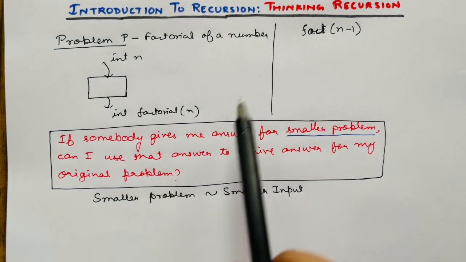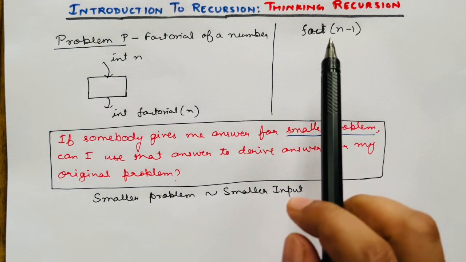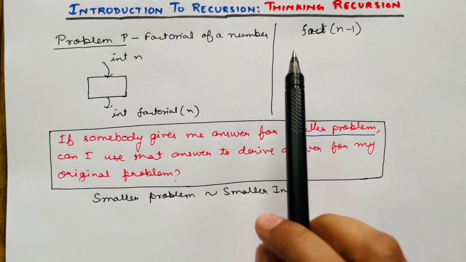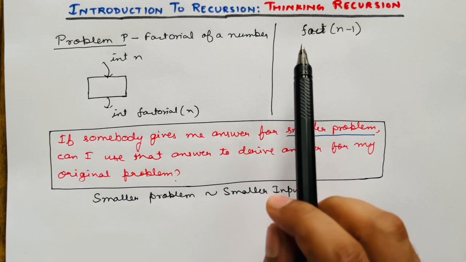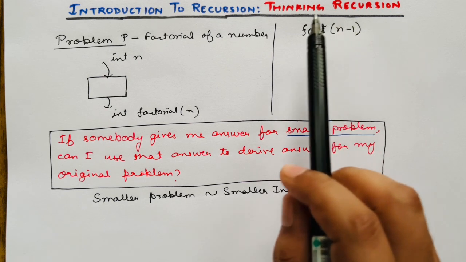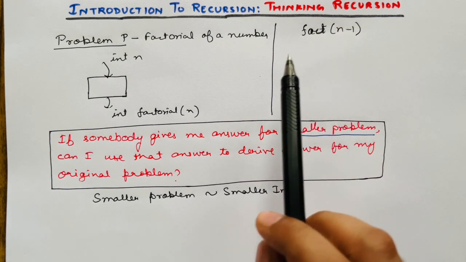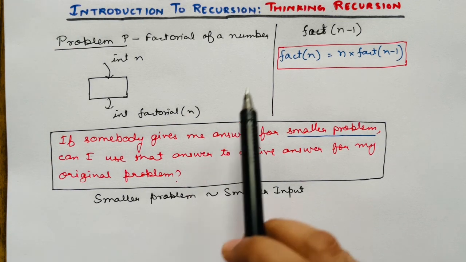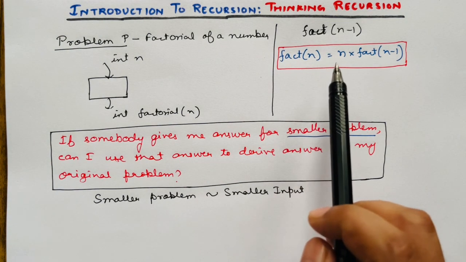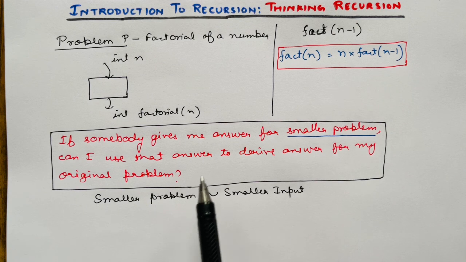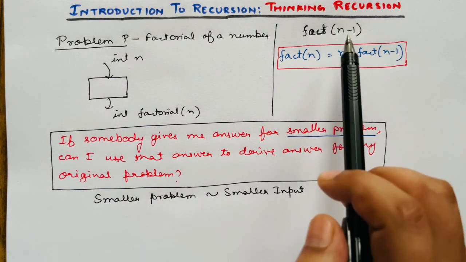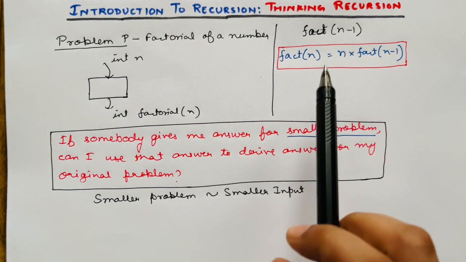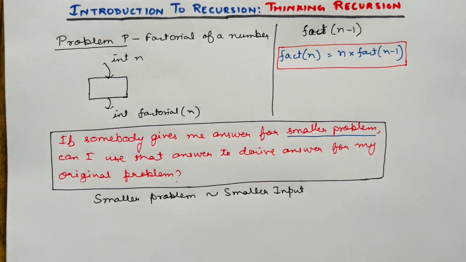Now let us say somebody gives us this value. How do they calculate it? We don't care. But if somebody gives us this value, can we use this value to calculate the value of factorial n? Yes, we can, because factorial of n is nothing but n into factorial of n minus 1. So if somebody gives me this, I will multiply that by n to get my answer for factorial n.